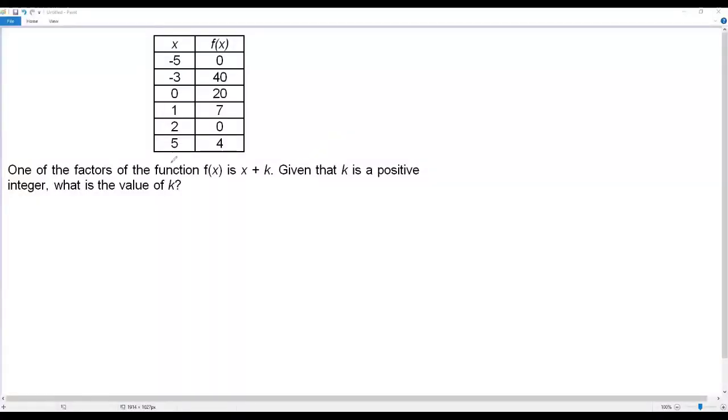We have a SAT math question. Here we have a table of values for x and the function f of x. One of the factors of the function f of x is x positive k. Given that k is a positive integer, what is the value of k?